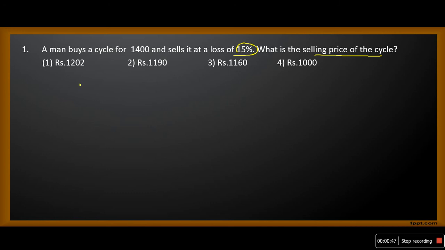So what is the information given? Cost price, which is equal to 1400, and what is the other information given? Loss, which is equal to 15%. It means selling price is equivalent to, what is the loss you got? 15%. If that original value cost price is 100%, if you get a 15% loss, then the selling price will become 85% of cost price. What is the cost price here? 1400. On simplification, you will get 1190. So the answer is option 2.